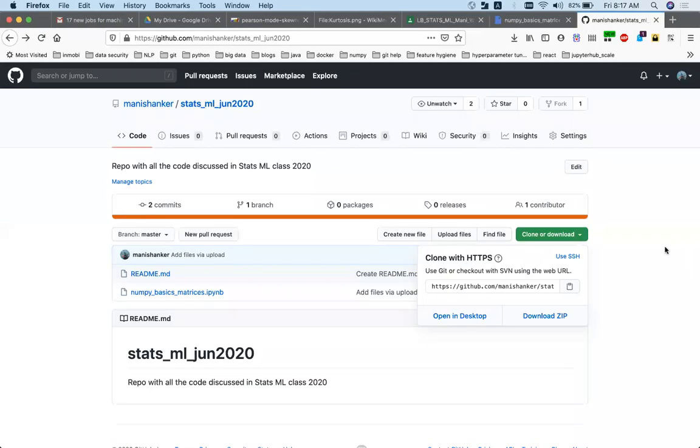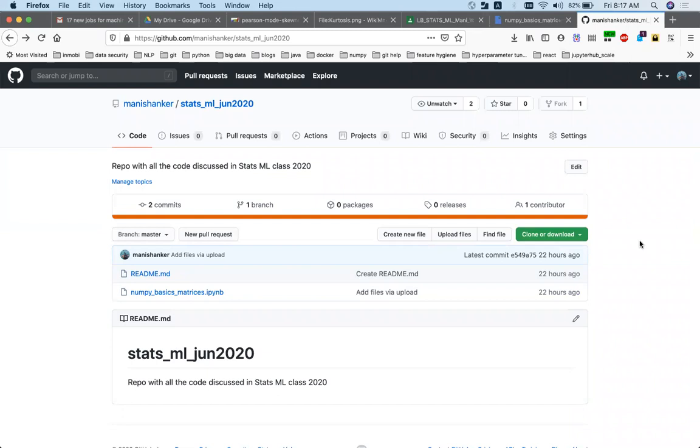Could you please post this URL again in the chat box? No, you can just scroll up in the WhatsApp, right? You will figure that out. Yesterday only I posted. Okay.